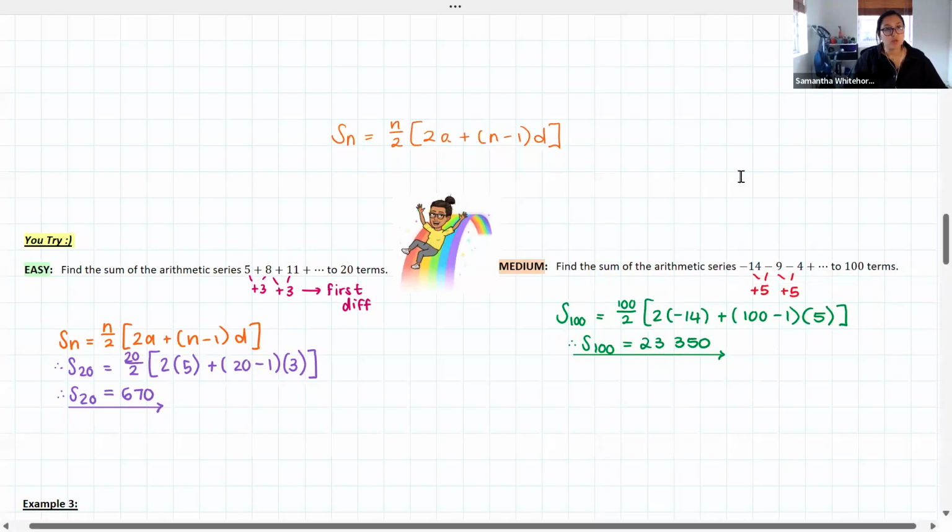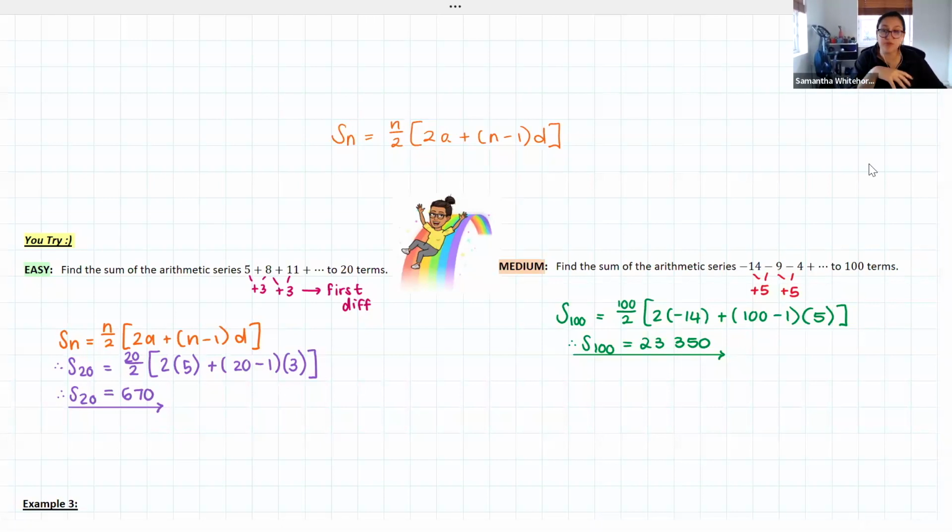So we needed the sum here of the first 100 terms. And so here we have 23,350. Okay, so let's double check. If you guys have questions or you're not too sure where you maybe went wrong, or if you did it differently, or whatever the case is, please ask. Otherwise, we're going to move on to our next example.